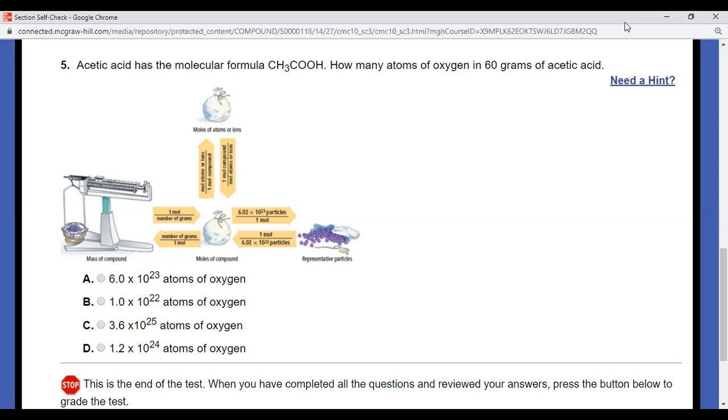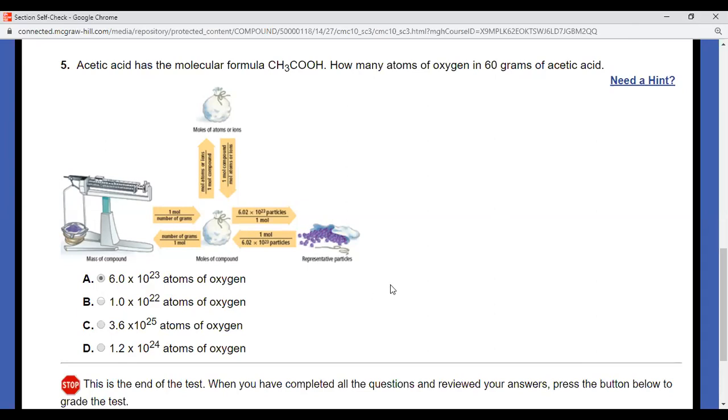So number of moles equal mass of substance, 60, divided by the molar mass that we calculated, 60. So number of moles equal 1. To answer, number of atoms equal number of moles times Avogadro's number. Number of moles equal 1 times Avogadro's number, so it will be A.